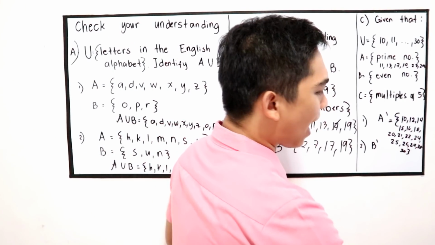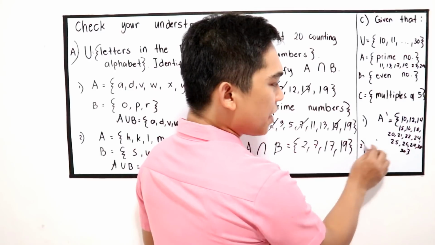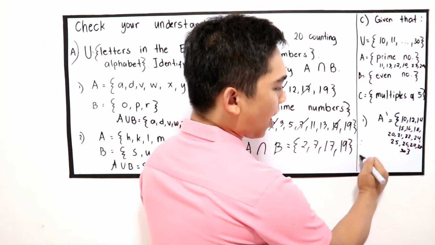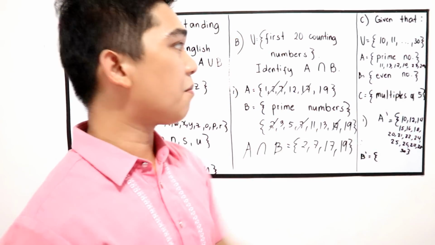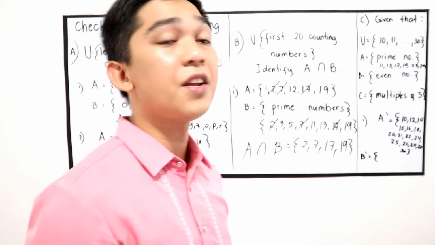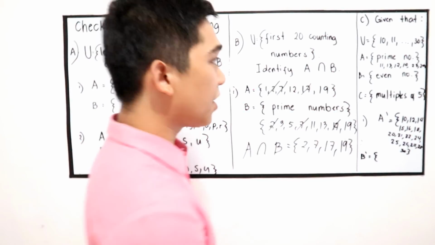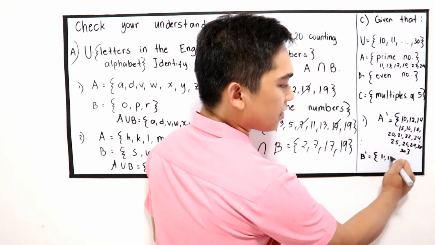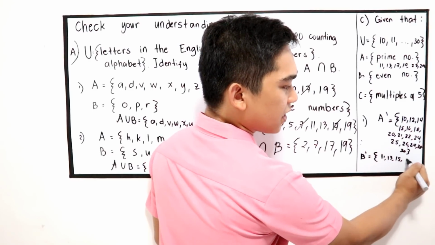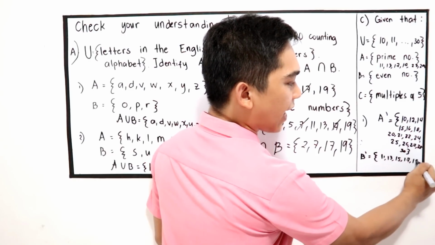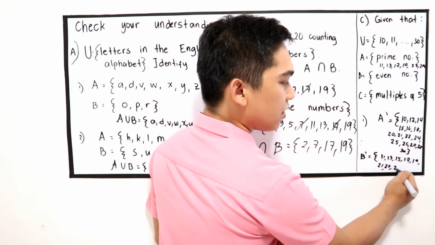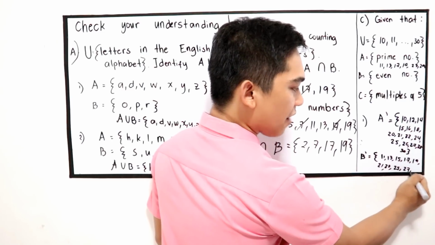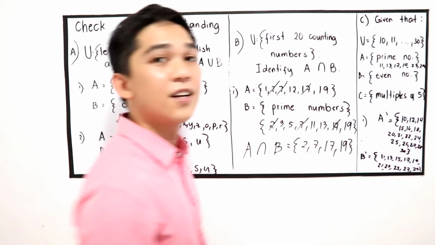Next, how about B prime? So let us find B prime. B is the even numbers, so we're going to remove the even numbers. So the remaining are 11, 13, 15, 17, 19, 21, 23, 25, 27, and 29. So that ends our exercises.